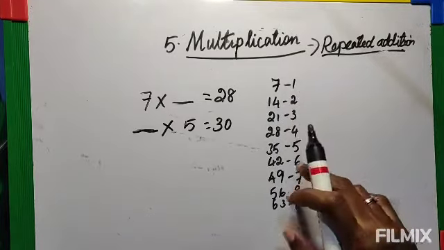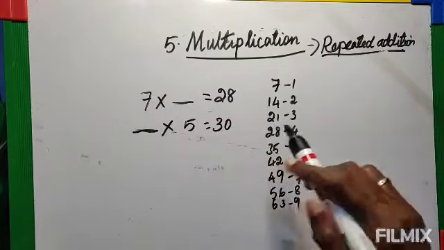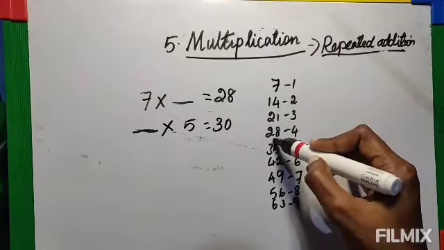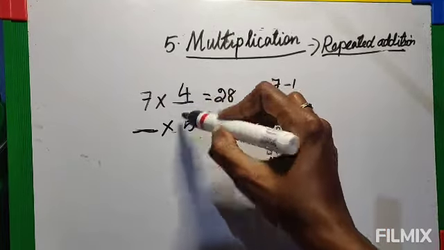That way, in short form, I have written. Now 7 dash 28. How many 7s are 28? So you see where 28 is coming. 28 is coming here. So that is how many times? 4 times. So the answer here is 4.